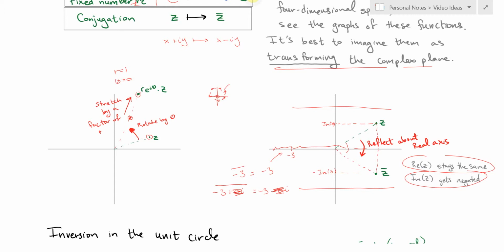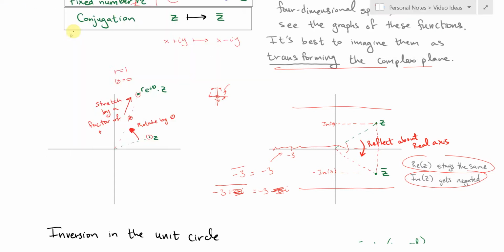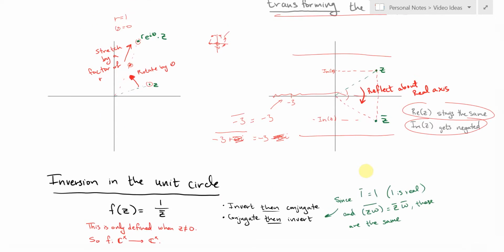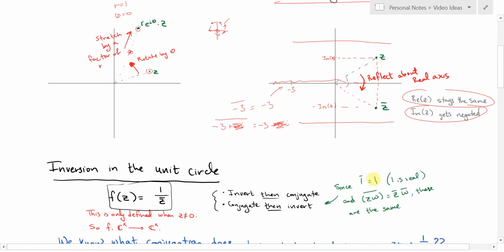So now we're going to discuss what I think is a more interesting example of a function from the complex numbers to the complex numbers called inversion in the unit circle. And it's given by this formula here. What do you do to the complex number? You conjugate it and then you invert it. You put 1 over it. Or vice versa, you can invert then conjugate it. It really doesn't matter which order you do this in.